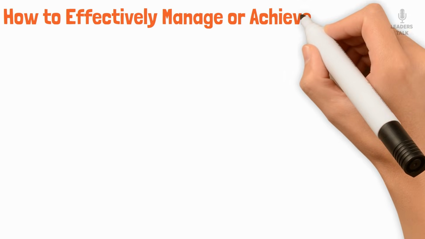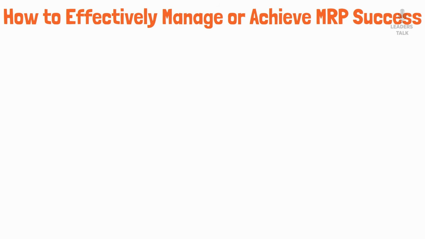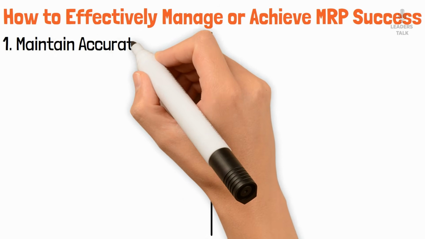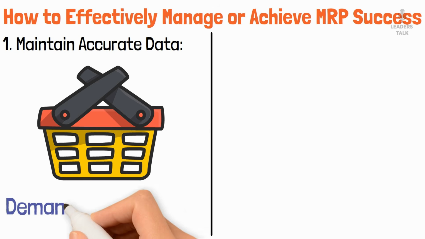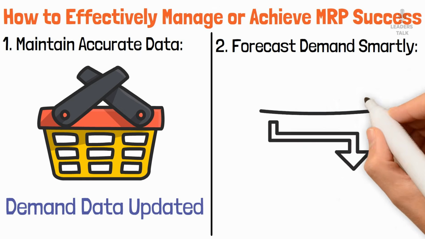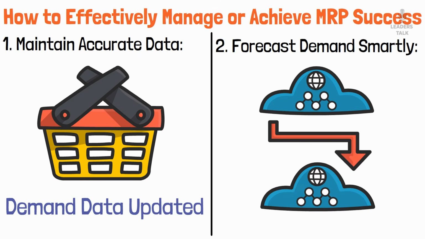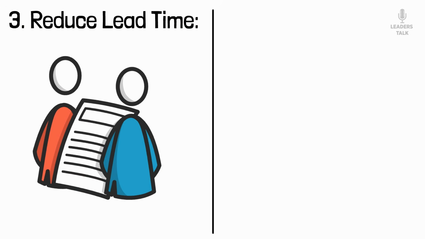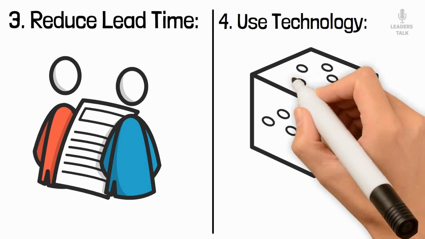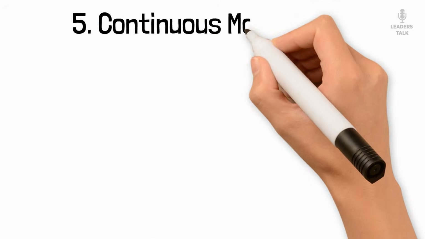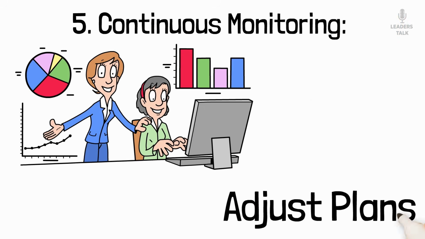How to effectively manage or achieve MRP success. MRP works only if managed properly. 1. Maintain accurate data. Keep inventory and demand data updated. 2. Forecast demand. Smartly use past data and trends. 3. Reduce lead time. Work with reliable suppliers. 4. Use technology. Adopt systems like ERP for better control. 5. Continuous monitoring. Track performance and adjust plans.